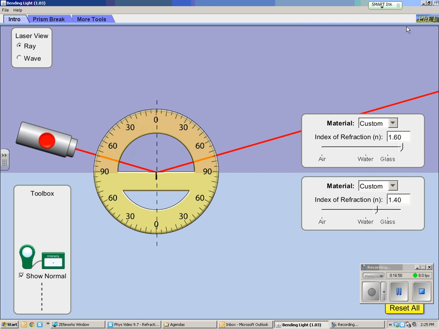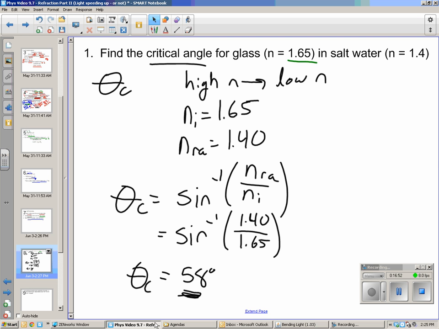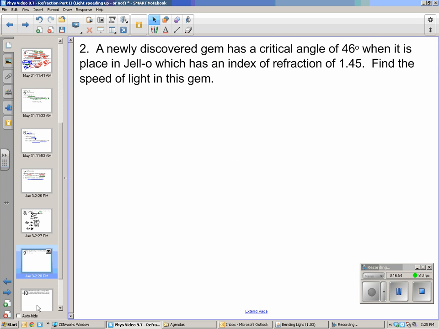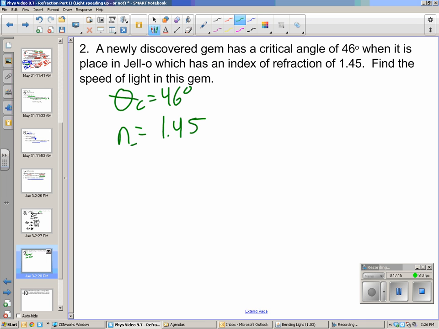All right. Example number two. We're going to do this one in green. A newly discovered gem has a critical angle of 46 degrees when it is placed in Jell-O, which has an index of refraction of 1.45. Find the speed of light in this gem. So we know that one of our N's is 1.45. That's for the Jell-O. Oops, that is totally not how you spell Jell-O.